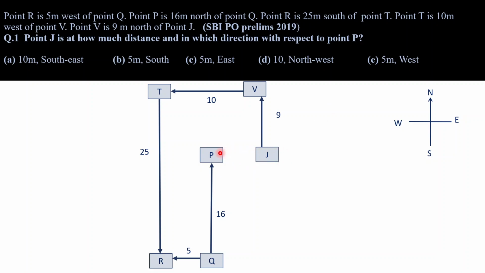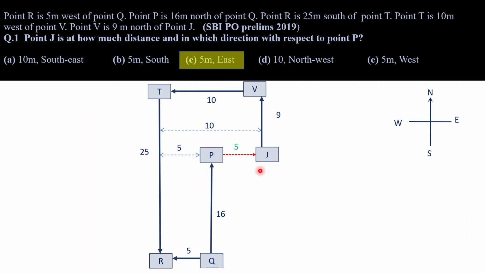Direction of J with respect to P is east direction as you can see here. Now we have to find the distance between them. So students, as you can see, the distance between T and V is 10 meters and the distance between R and Q is 5 meters, which is same as this distance. So 10 minus 5, the distance between P and J becomes 5 meters. So we got our answer as option number C, which is 5 meter and east.